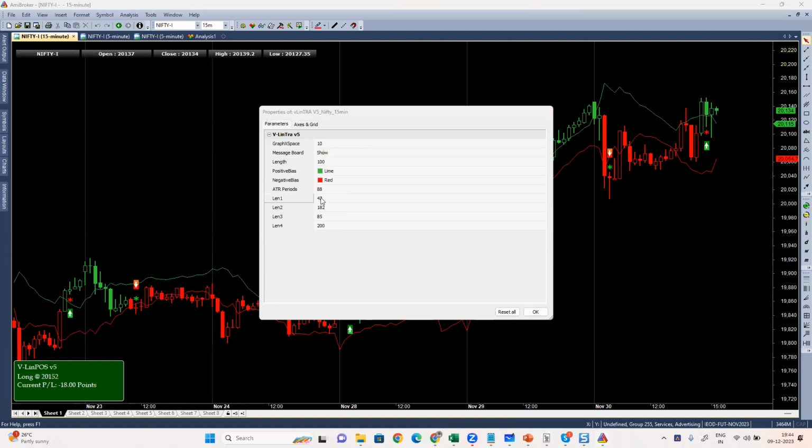So see that length 1 is 42, length 2 is 182, and length 3 is 85, and length 4 is 200. So these are kind of optimized. You can also run your own optimization, by the way. Maybe in a separate session, we'll try to talk about how to optimize Wheel Intra indicators for different systems. You can customize it. You can optimize it according to your need.